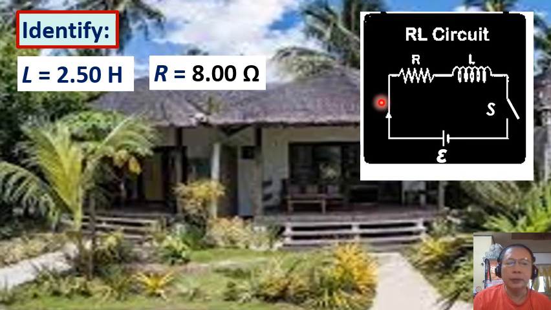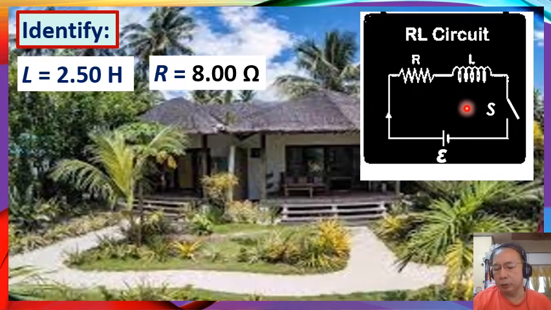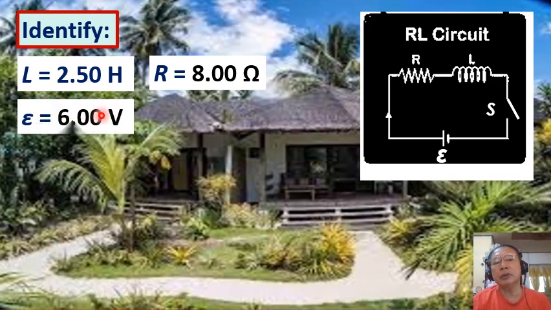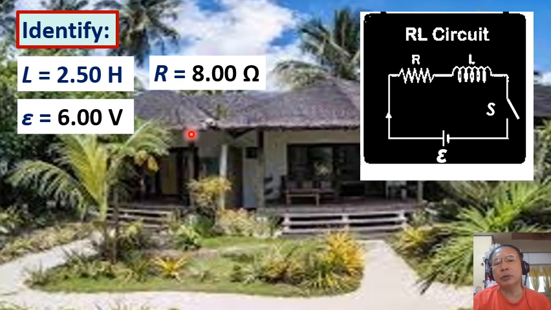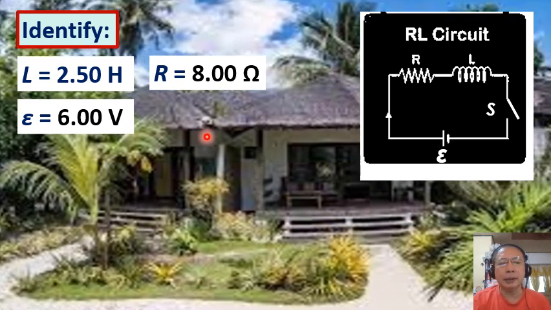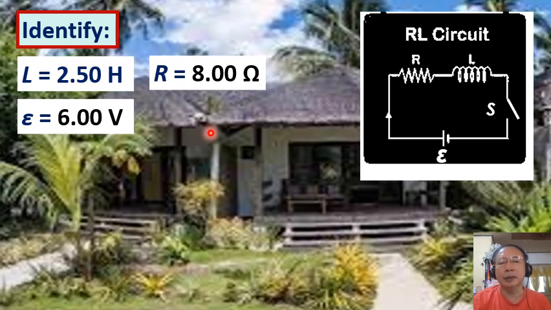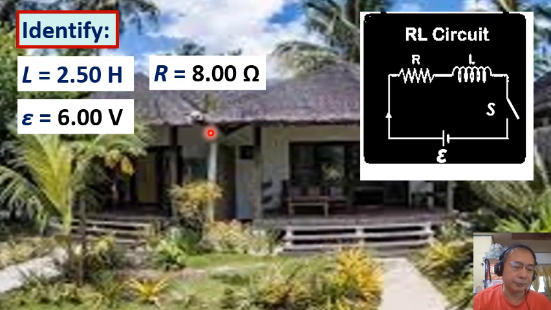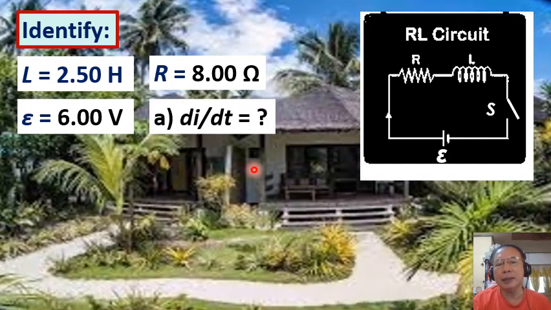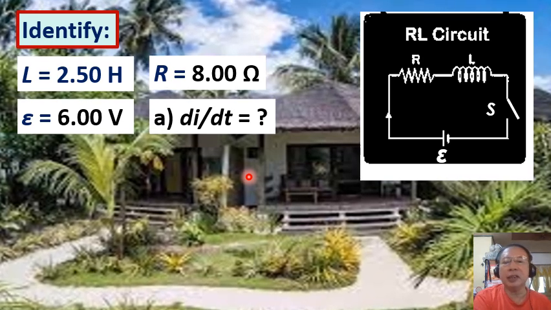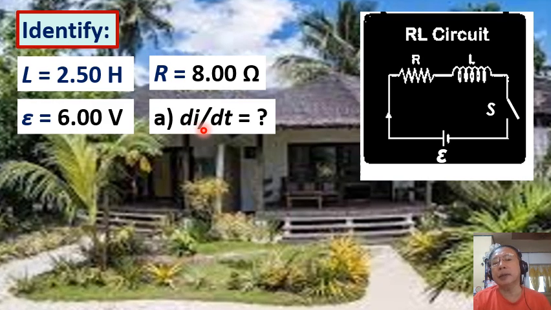All right. Now, the EMF, or electromotive force of the source or battery, denoted by epsilon, is equal to 6.00 volts. And the battery is also considered an ideal battery. That is, we also disregard its internal resistance. And our target variable for question letter A is the rate of change in the initial current, denoted here by di over dt.